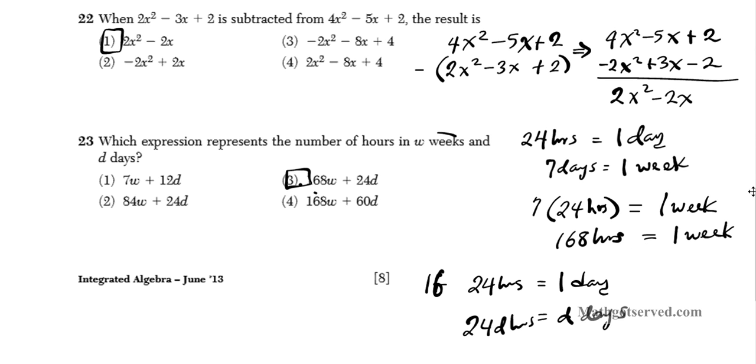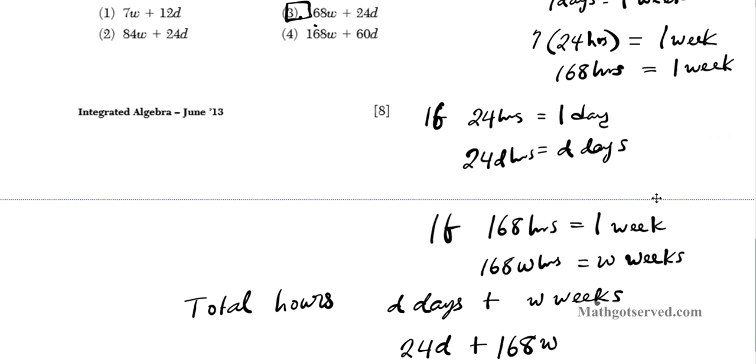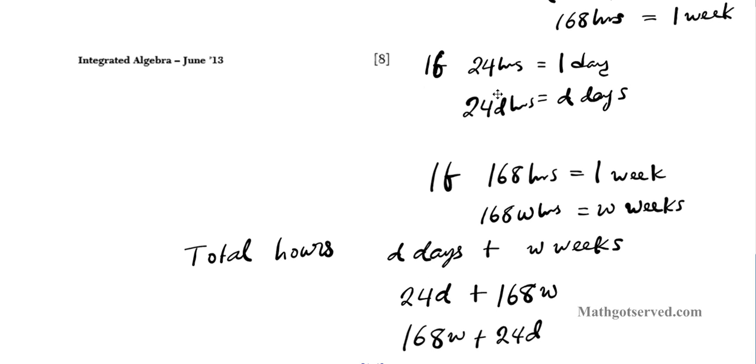All right, so if you have 168 hours in a week by multiplying 7 by 24, then in W weeks you simply have 168W hours, since you have 168 hours in 1 week. So the total number of hours is the sum of these two expressions: 24D hours in D days, and 168W hours in W weeks. So the sum is 168W plus 24D.